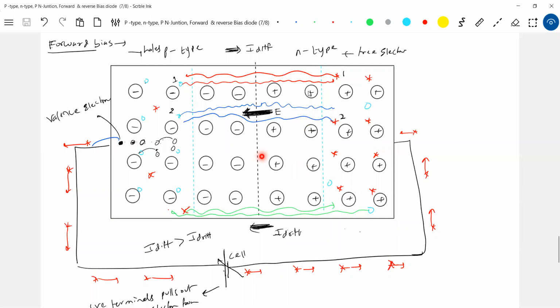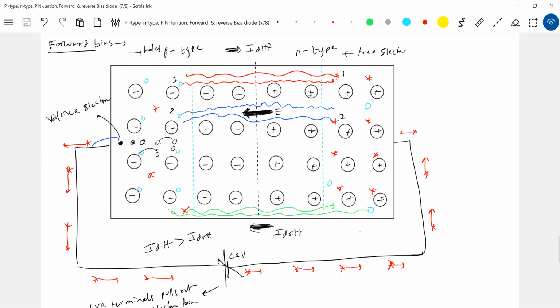Similarly, the positive terminal of the cell will pull valence electrons. Because of that, the holes will move. These holes, when they move here, may take this position, which means this hole will pull a valence electron from here. So what phenomenon actually occurs? This battery will pull this valence electron. This hole has come, and this valence electron will be pulled by this hole, and this valence electron will jump to here and come like this. So the width of the depletion layer decreases.